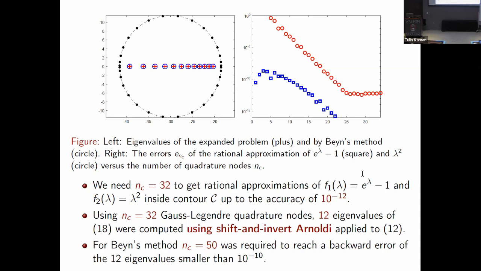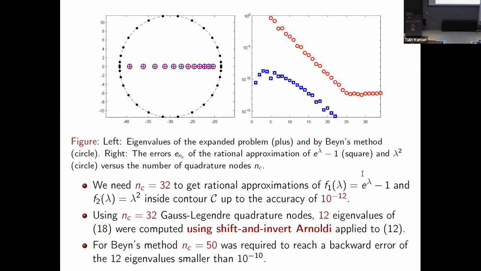So first we have to find the number of quadrature nodes for both of those functions such that we will get enough accuracy. And it turns out that if we pick 32 for both of them, we'll get an approximation of these functions up to 10 to the minus 12. So we pick this number of quadrature nodes.